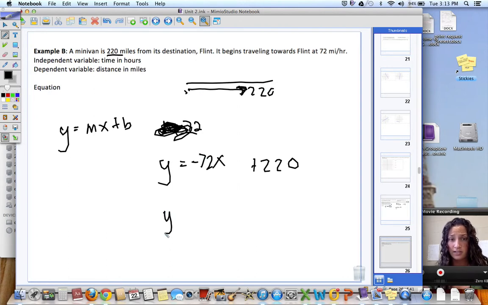You could also have it this way. You could have a positive 72x and a minus 220. So if you're saying you're this far away, you're starting away, that would be your minus. The 72, you're getting closer, you're increasing. Or if you're saying this is your distance and you're coming up closer to it. So one of them has to be a minus.